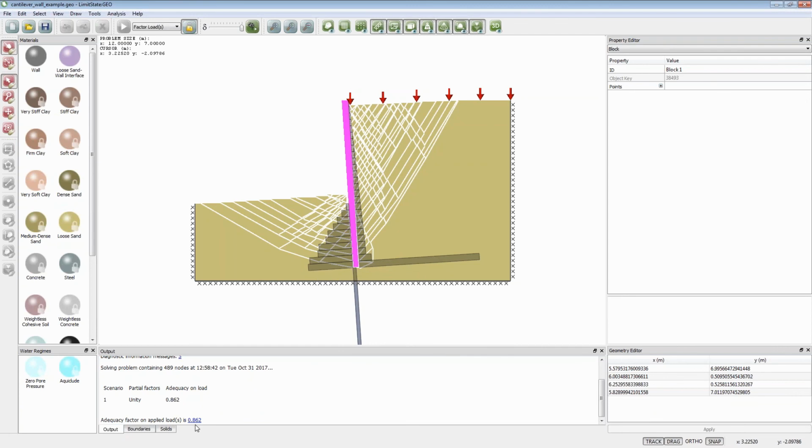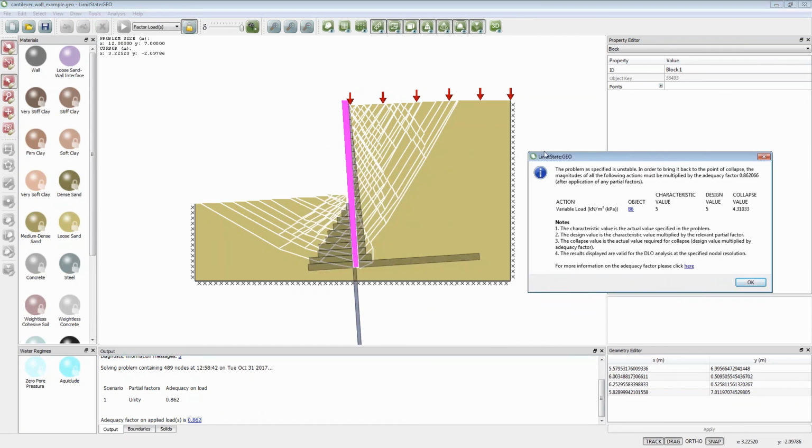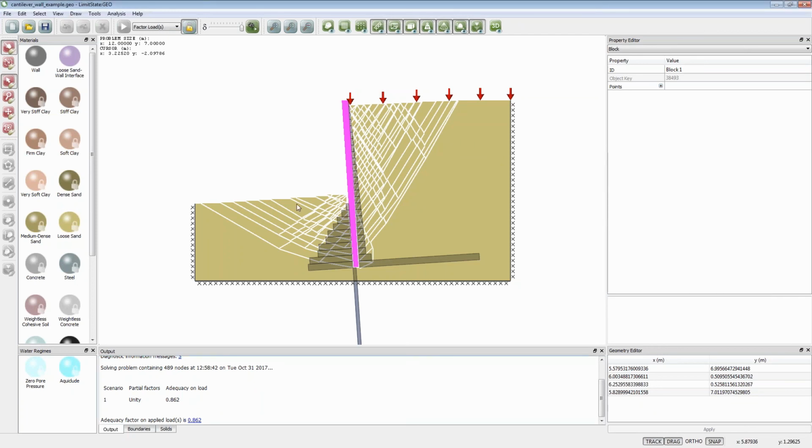But what we see is we've got an adequacy factor of 0.862, so if I click on that value, it says the surface load needs to be multiplied by that value to cause collapse. So basically, the system is currently overloaded. That surface load is too big, and the system is going to collapse unless we do something about that.